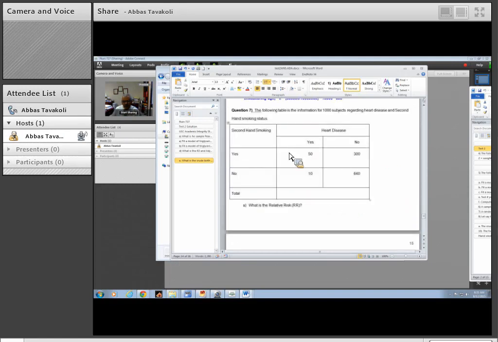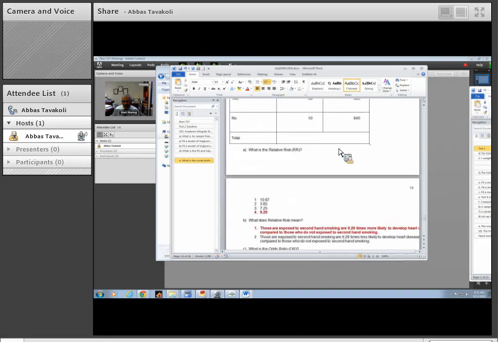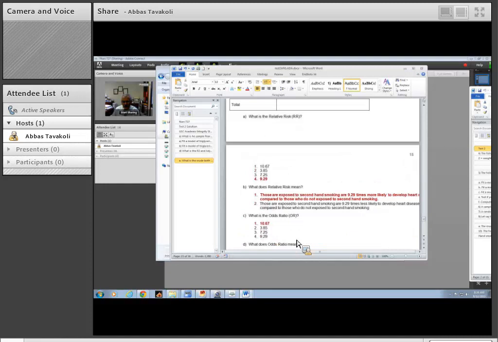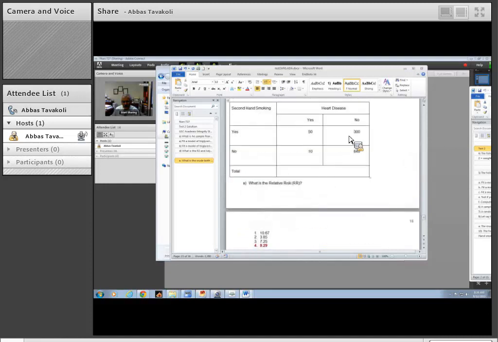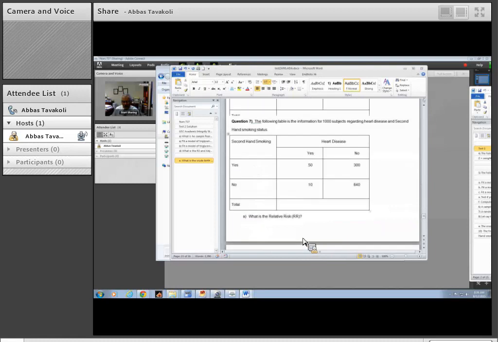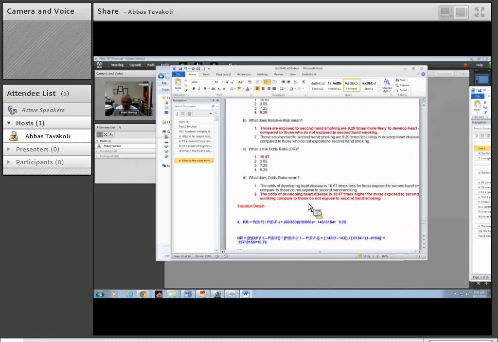The following table is the information of 1,000 subjects regarding heart disease and secondhand smoking. What is the relative risk? Again, using the formula for relative risk, probability of disease given factor over probability of disease given non-factor, 50 over 350, and 10 over 650. 9.29 is the correct answer.